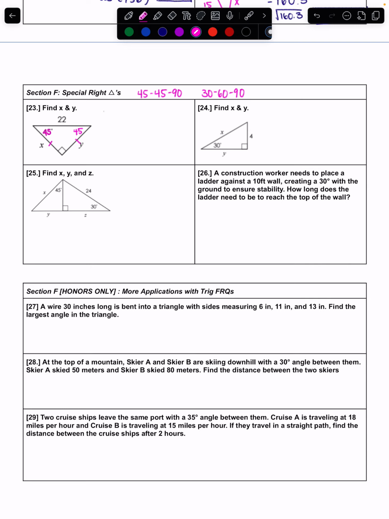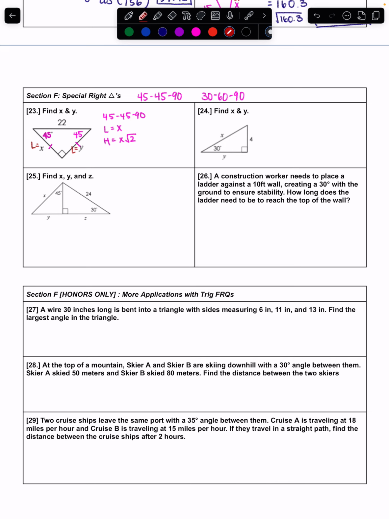So for the 45, 45, 90, the relationship is leg is equal to x, and our hypotenuse is equal to x rad 2. Let's quickly label our sides before we continue. This x is my leg, and this y is also a leg. They're exactly the same. And this 22, because it's directly opposite that 90 degrees, is my hypotenuse.